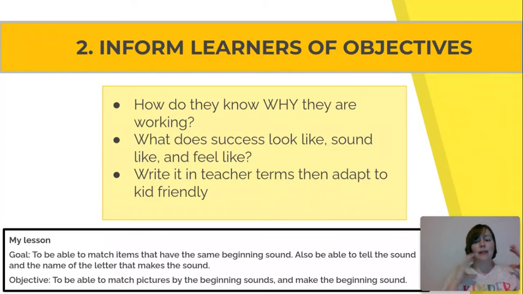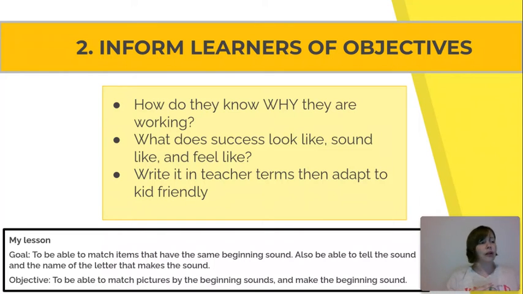The goal is like their big long-term thing. The goal for my unit is that they will be able to not only match pictures with the same initial sound and say that initial sound, but they will also be able to put that with the letter. So if they know Matt starts with, that is the letter M, and that is our goal. That is where we want to get to long term. That isn't going to happen in these 2 lessons. These 2 lessons are just matching the beginning sounds and identifying that beginning sound.